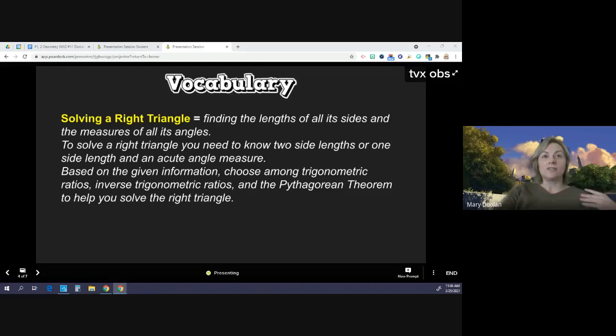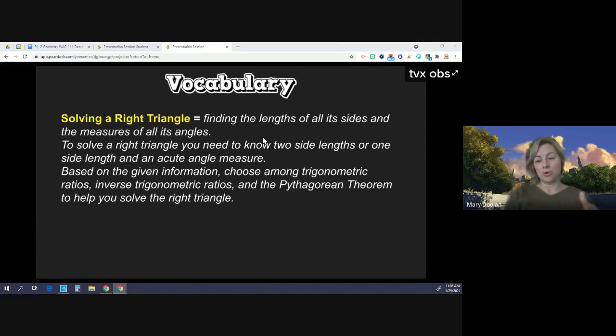Yes, so solving a right triangle means finding the lengths of all its sides and the measures of all its angles. So that's 6 things total. There's 3 sides, 3 angles. To solve a right triangle, you need to know 2 side lengths, or one side length and an acute angle measure. That's all you need to know to solve a right triangle.